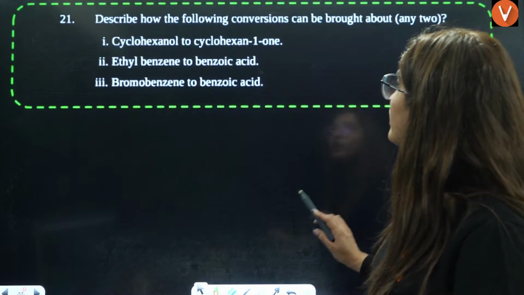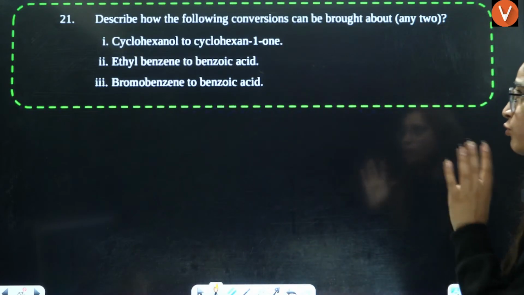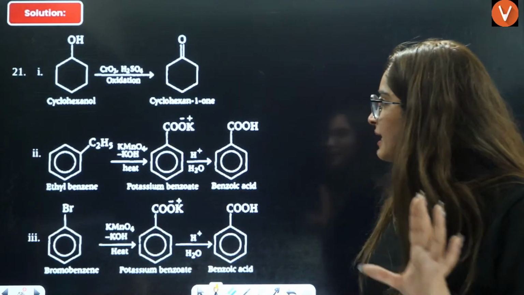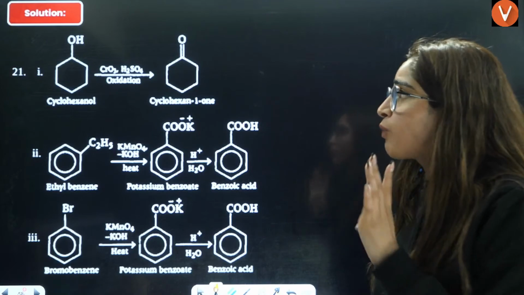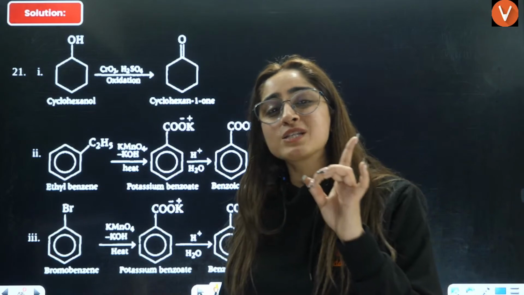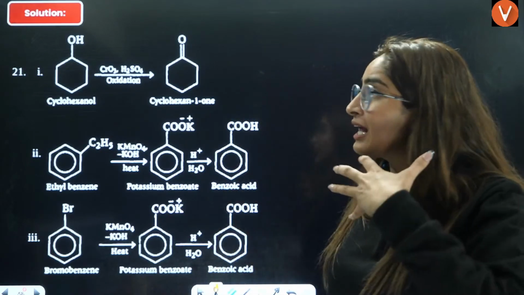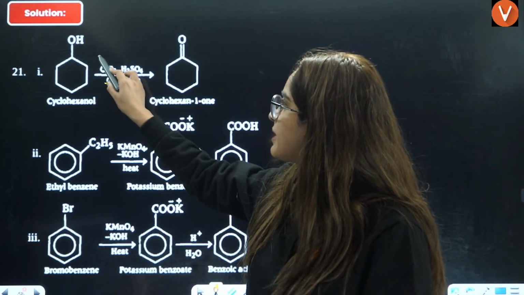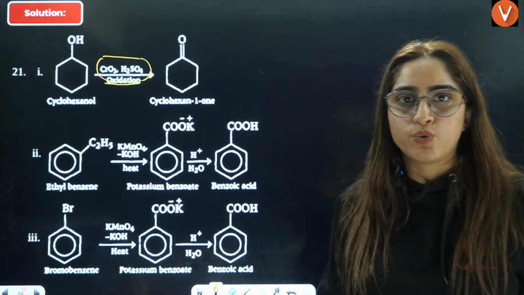Describe how the following conversion can be brought about, right? So three conversions are given to you. Okay, let us see that. First conversion is cyclohexanol to cyclohexanone. That means from alcohol you have to convert into ketone. That means one step oxidation is needed. So you don't need a very exhaustive oxidizing agent. So just using CrO3 in presence of H2SO4, you'll be able to convert it into ketone, right?